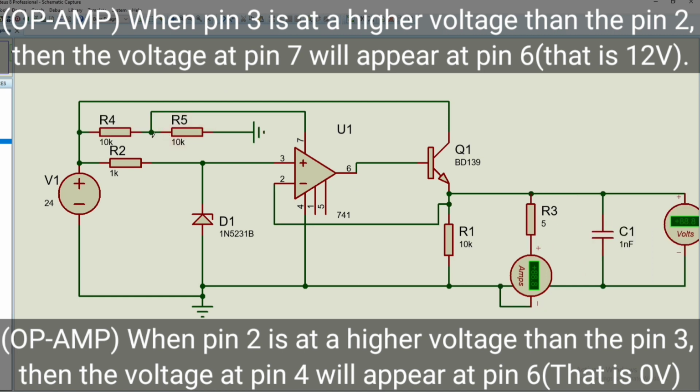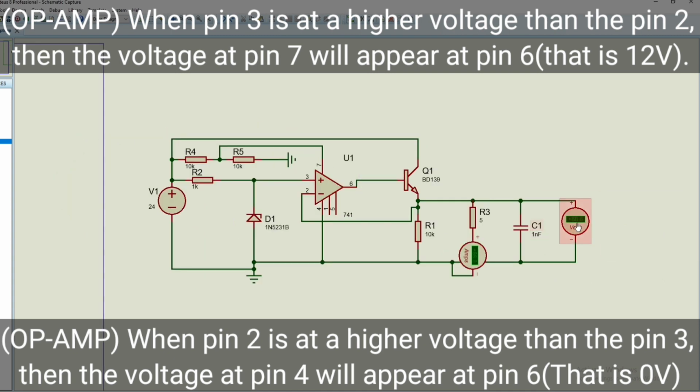So here I apply 10k, which will maintain 12 volt from this 24 volt power supply, and I apply meters to show you which voltage I have and how much current flows through this. First I will remove the load and show you the voltage that I have at the output. I have 5.19 volt at the output terminal.